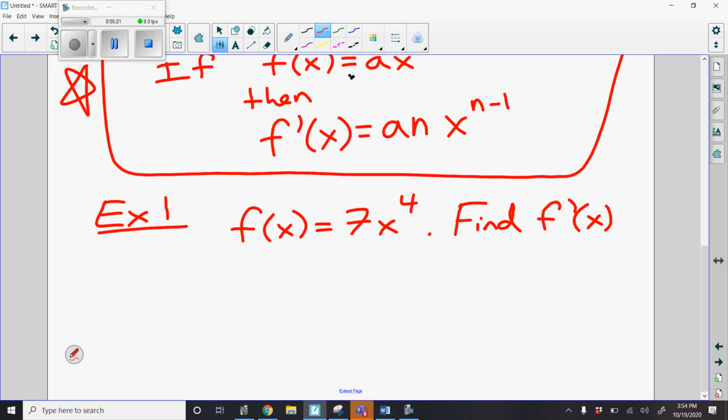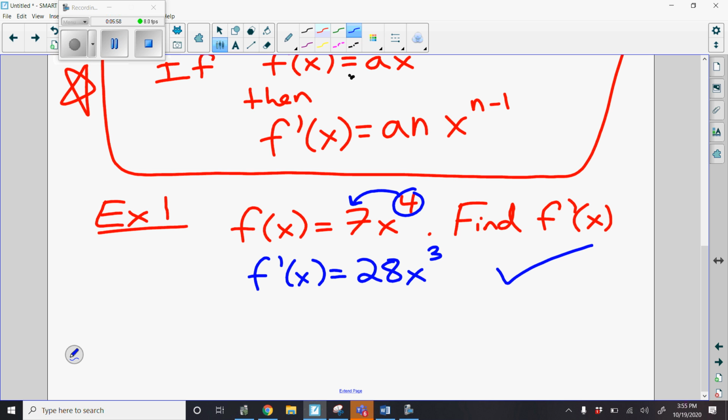Okay, so if f of x equals 7x to the fourth power, find f prime of x. So I see that f of x here is an ax to the n power, a being 7, n being 4. So f prime of x, then, all I have to do here is take this power, multiply it by the coefficient. 4 times 7 is 28. And it's going to be x to the n minus 1 power. So 4 minus 1 is 3. I'm done. Super simple. Let's try another one.